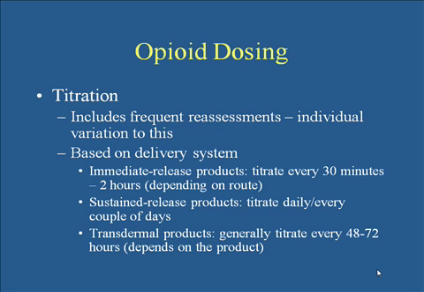The sustained release products, what we've done is we titrate them daily. So you give them, let's say, sustained release morphine, 15 milligrams twice a day, which is a starting dose. And you can ask them the next day how they're feeling. If they're still having quite a bit of pain, then you may adjust that as needed.